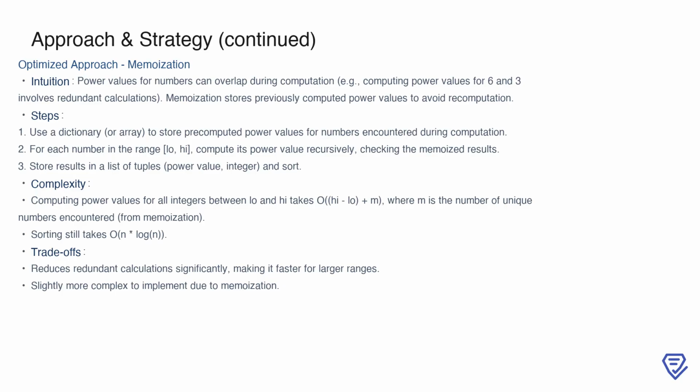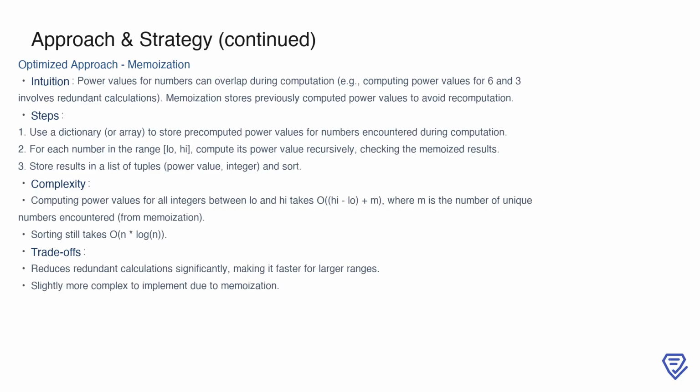For each number in the range, we compute its power value recursively, checking the stored results to reuse any pre-computed values. Afterward, we store the results as tuples and sort them just like in the brute force approach. The major advantage here is that memoization significantly reduces redundant calculations, making the algorithm much faster for larger ranges.